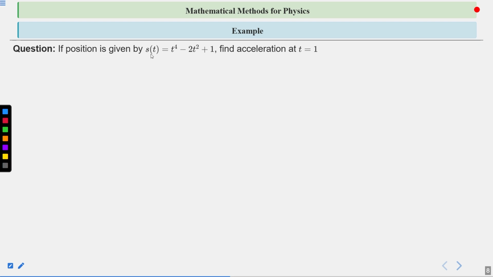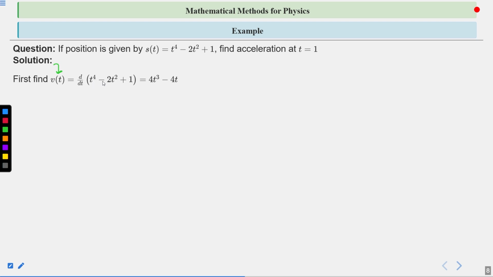If position is given by s of t is equal to t raised to the power 4 minus 2t square plus 1, find acceleration at t equal to 1. So here you have to find the acceleration from the position of a particle. Solution. So how can we calculate v of t? v of t is the rate of change of position. So take the derivative of position.